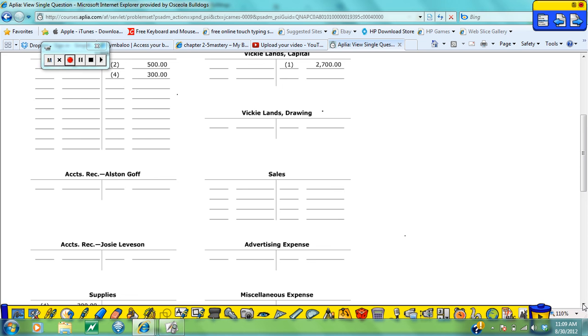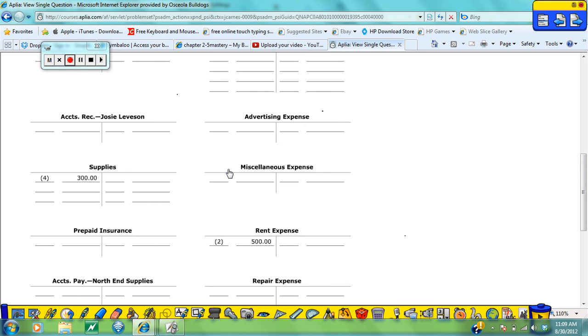Advertising expense, all expense accounts have a normal debit balance. They will constantly be a debit until you close them out. Prepaid insurance is an asset account. Until you make adjustments to it, it will have a debit balance. Accounts payable is a liability. It falls on the right side of the accounting equation. So this increases with a credit, decreases with a debit.